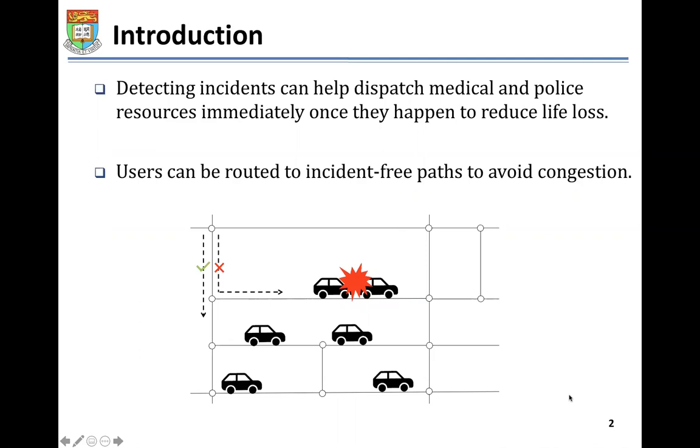This can not only help users to reduce their traveling time, but also can reduce the congestion further by dispatching incoming vehicles to other incident-free paths. In this figure, the user can avoid the path where the incident happened.